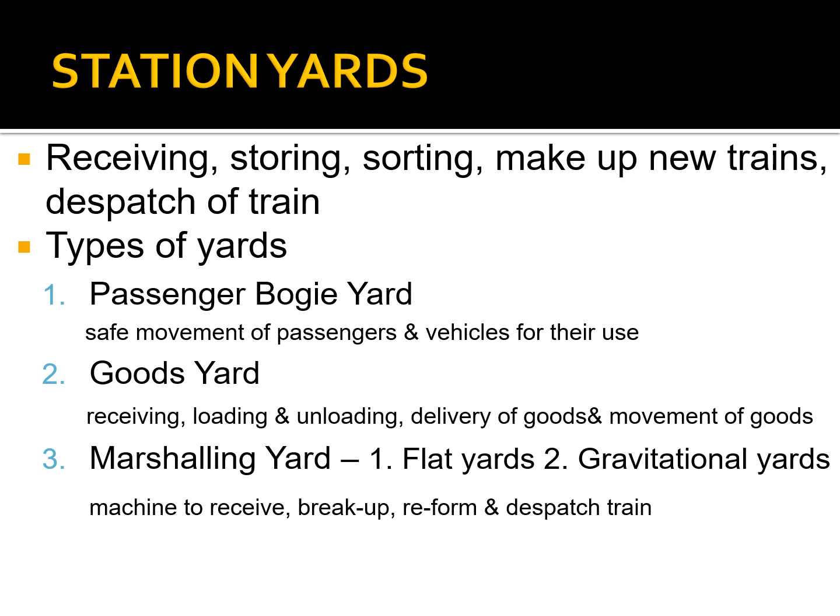Then next is the marshalling yard. There are two types under marshalling yard: flat yard as well as gravitational yard. Depending on how these wagons are sorted, whether they are moving under gravity or moving with the help of an engine, it can be classified into flat yard and gravitational yard. They are usually used to receive the train, break it up, and again reform and dispatch the train. So that is regarding the station yards.